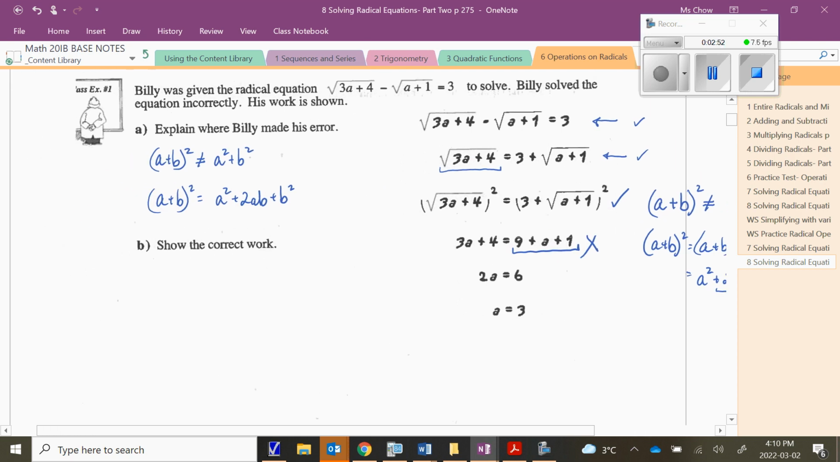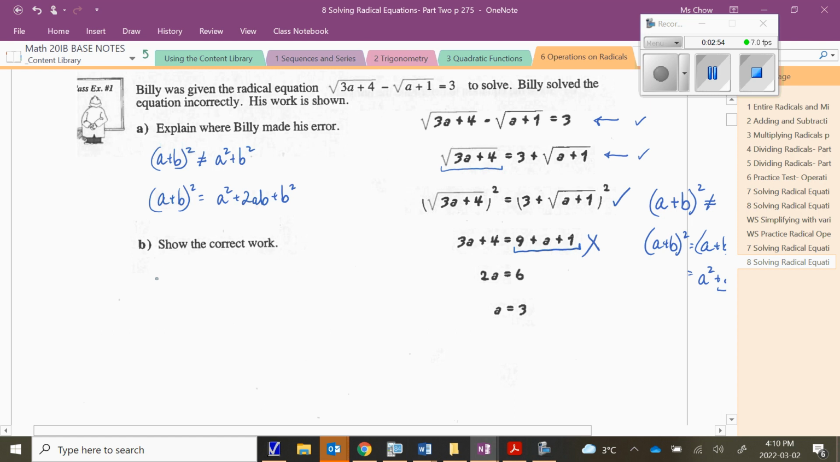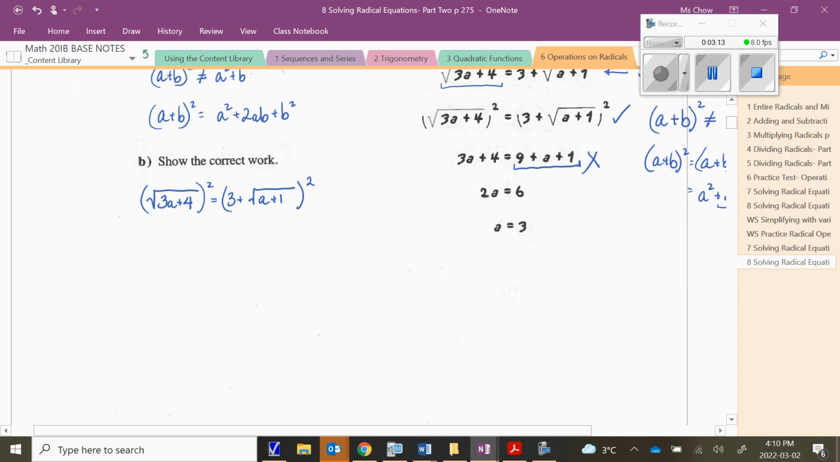So let's take a look then, and we will start from where he was in fact correct. So 3a plus 4 is equal to 3 plus the root of a plus 1, and we are going to square both sides. So on the left side, we know that we just have 3a plus 4. On the right side, let's go ahead and expand that. So perhaps that will make it a little bit clearer for ourselves to show that we need to, in fact, use FOIL to expand.